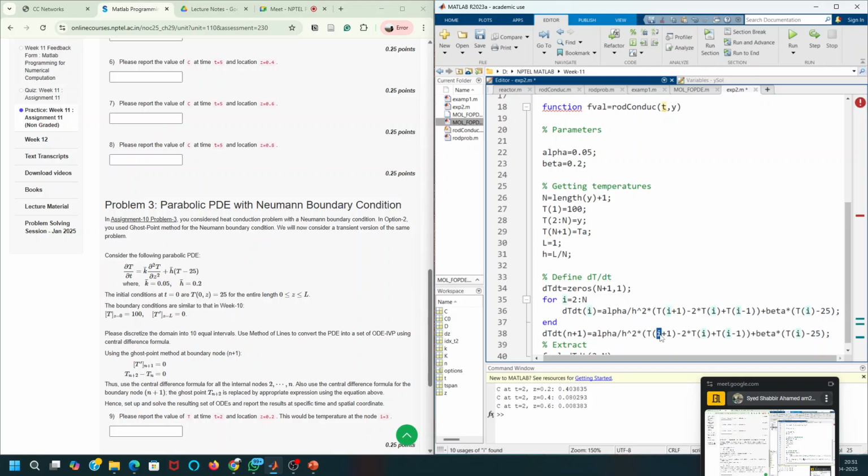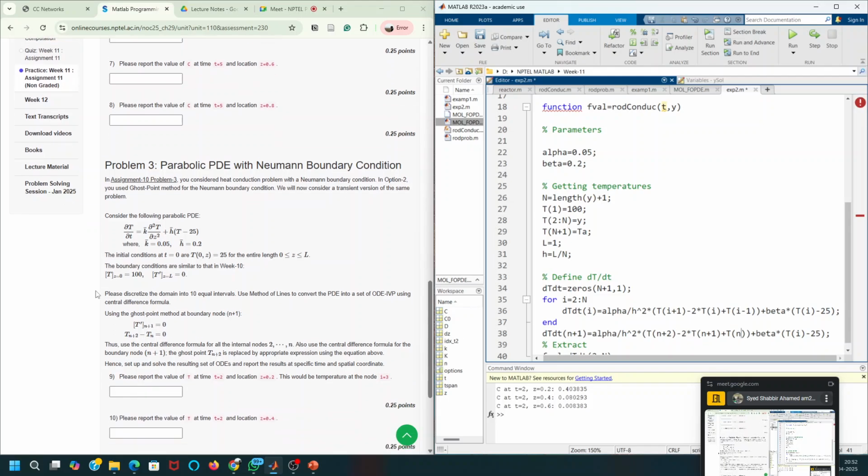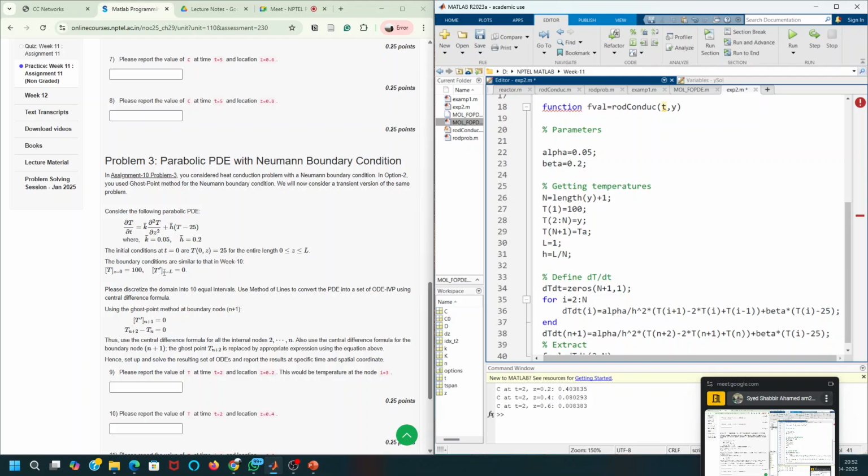So now you can see that if I take the central difference scheme at point n plus 1, I will get the term Tn plus 2. Tn plus 2 is something which is beyond the rod, so this is not a practical thing to do. So what I'll do is I'll take this condition.